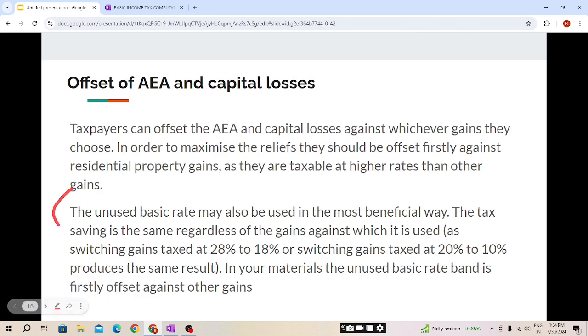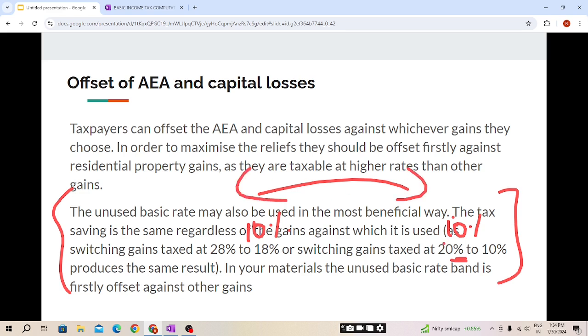But what does this paragraph say, students? This says that if you set off against other gains, the 28 to 10 is 10%, and this is 20 to 10%. The relief will be the same only, but the extra relief will be the 8%, students. I hope this is clear.